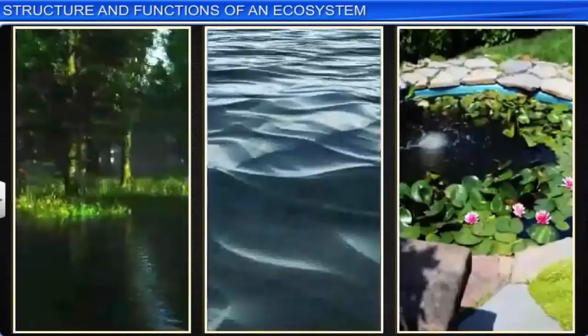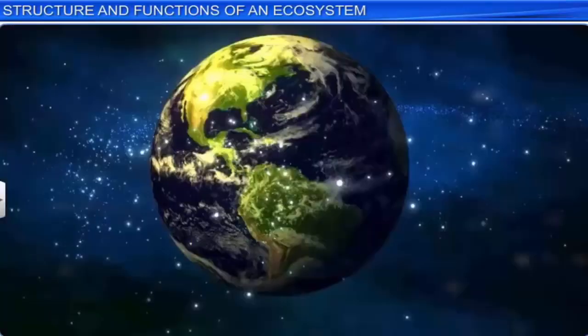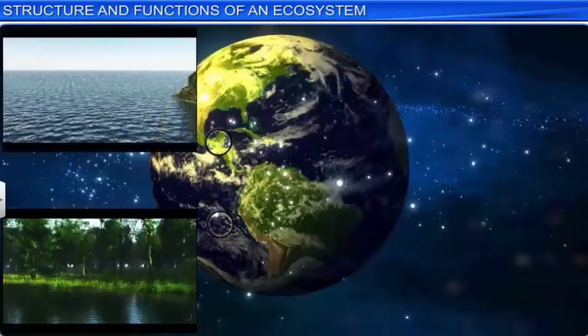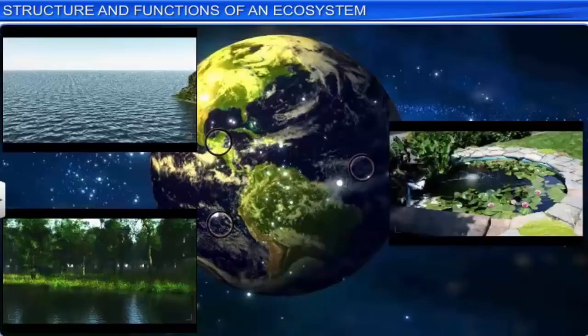There is great variation in the size of different ecosystems. In fact, we can consider the Earth or the biosphere as a giant ecosystem composed of small and large ecosystems. However, since it is difficult for us to study such a huge ecosystem in one go, we divide it into smaller ecosystems for convenience.